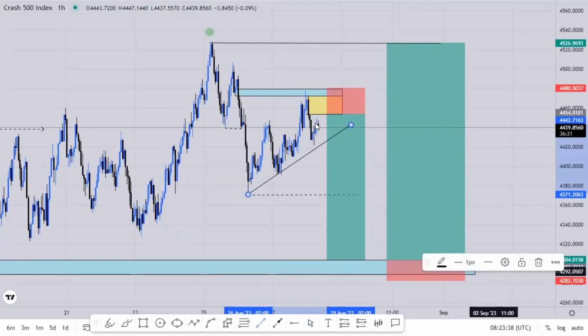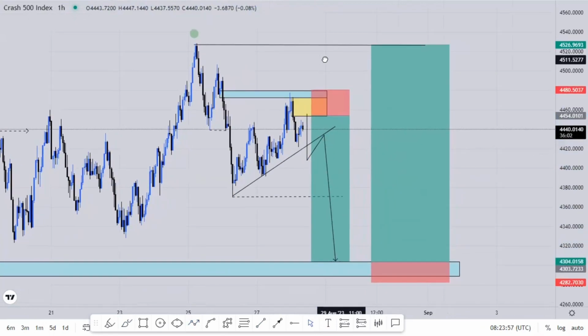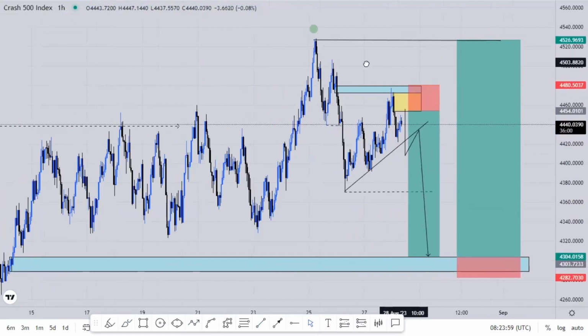So first entry will be there. Once we enter there, you can also enter upon the trend line break and switch. This is also a very good setup for this week. So this is the trade currently that I'm looking forward to on Crash 500.